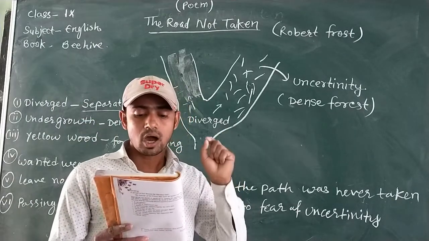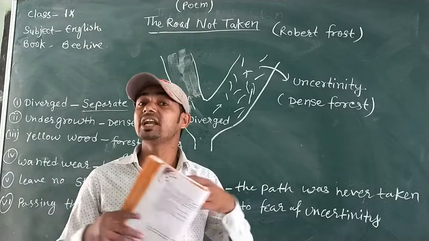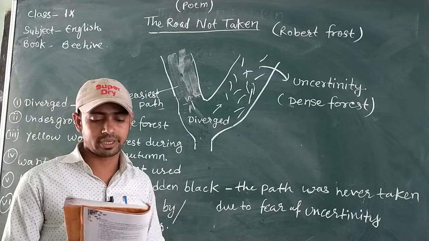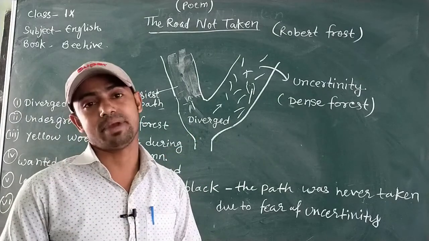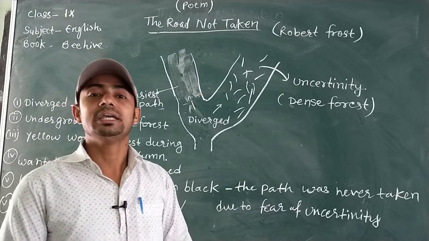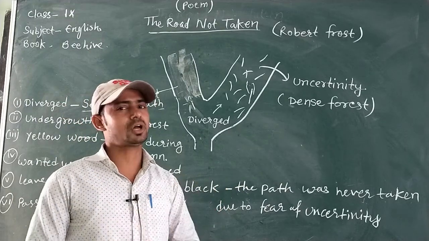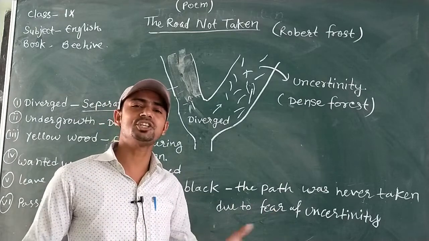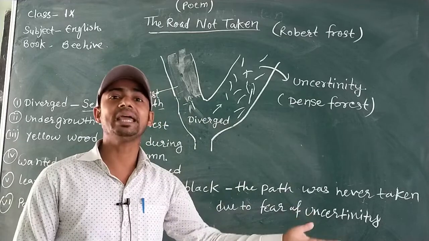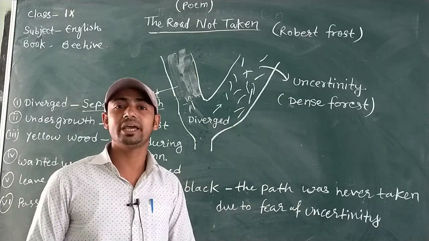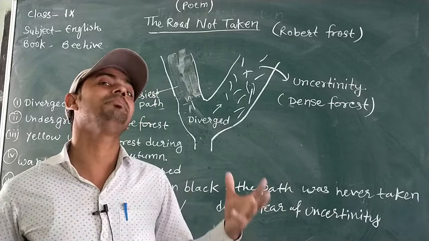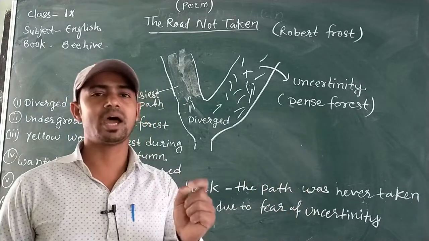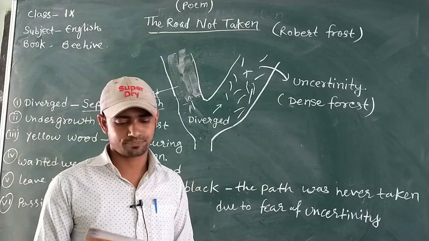Yet knowing how way leads on to way, यानी ये ना जानते हुए कि ये रास्ता किस ओर जाएगा, बस इस चीज की उन्हें थोड़ी सी चिंता है. I doubted if I should ever come back. That is why he has the slightest doubt whether he would come back or not. वो इस चीज से चिंतित नहीं है कि वो लौट कर आ पाएंगे वापस कि नहीं, बस उन्हें चिंता इस चीज की है कि उस रास्ते में कुछ नई चीजें उन्हें मिलेगी कि नहीं मिलेगी, इस दुनिया को न्यू रिवील मिलेगा कि नहीं मिलेगा. That is why he has just doubted himself.